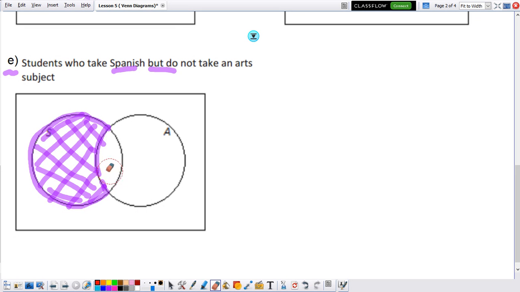If you want to be picky, we should not be putting anything on the art circle. I guess that's better. Here, we do not want to take anything that talks about art. Notice that even if we shade this small region, this little point is still part of the big circle which talks about art. But we do not want to take into consideration anyone who takes an art subject, so we definitely don't want to include anything that has to do with the circle of arts. So this is the correct region of those students who take Spanish but are not going to take an art subject.